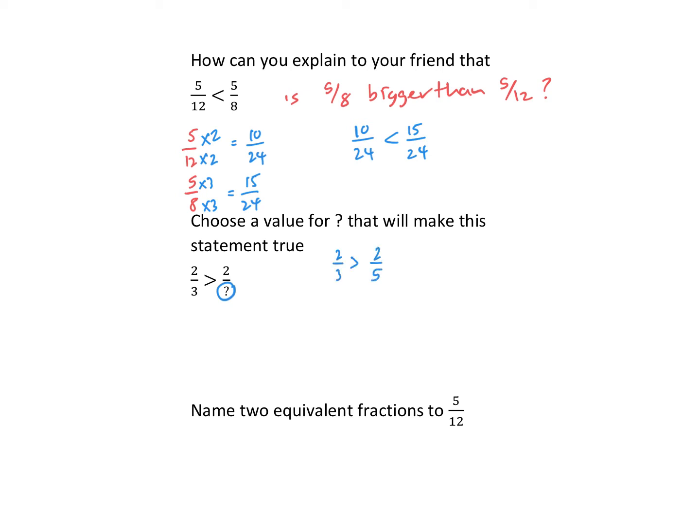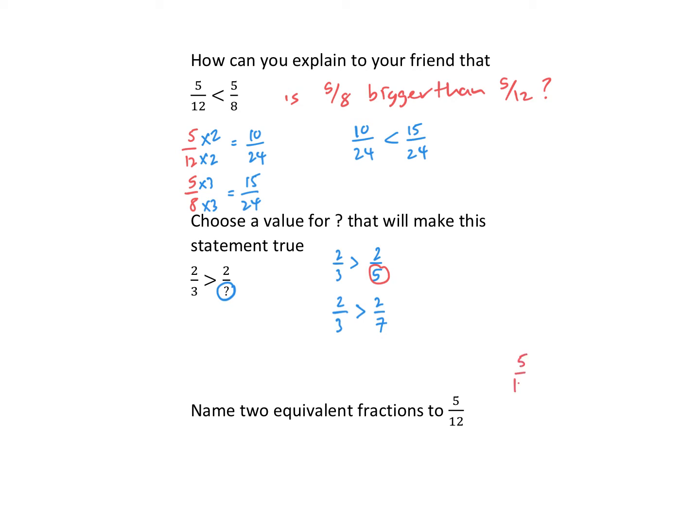2 over 3 is bigger than 2 over 5. 2 over 3 is bigger than 2 over 7. So as long as this denominator is bigger, it makes the whole fraction smaller. So if the numerators are the same, the bigger the denominator, the smaller the fraction, because you're dividing into smaller parts overall. And then two equivalent fractions to 5 over 12.